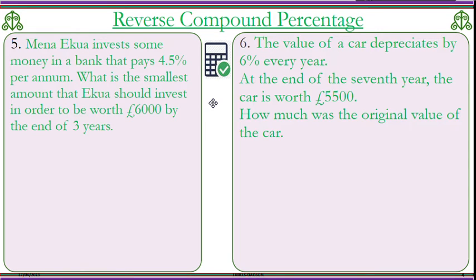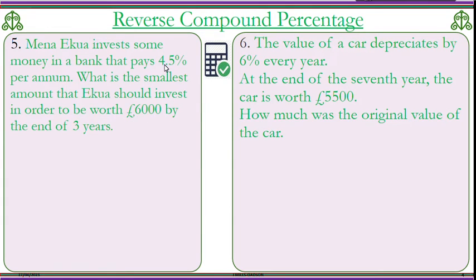Mineko invests some money in a bank that pays 4.5% per annum. What is the smallest amount that she invests in order to be worth 6,000 by the end of 3 years? So here we are trying to figure out the minimum amount that should be invested such that if the bank pays 4.5% every year, by the end of the 3 years, you should have £6,000.